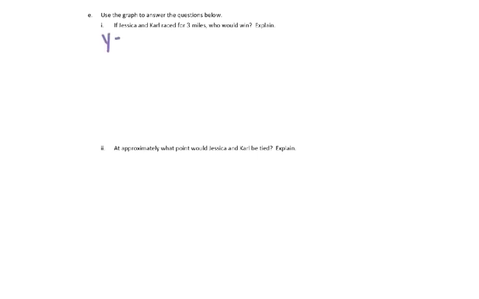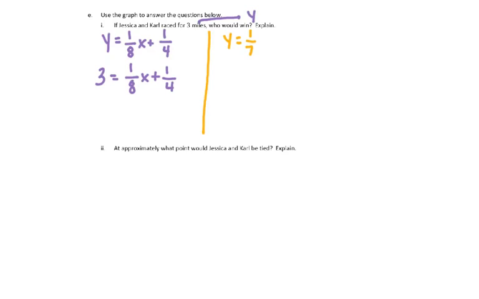So remember, Jessica's equation is y equals 1/8 x plus 1/4. And remember that miles are a y value. So we're going to plug in 3 for y and solve for x to determine Jessica's time, because remember, time is x, for completing 3 miles. And then we're going to do the same thing for Carl. So remember, Carl's is simply y equals 1/7 x. And so we're going to plug 3 in for y, and we're going to solve this equation.